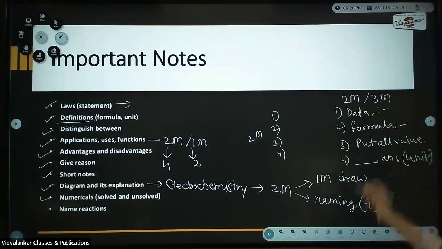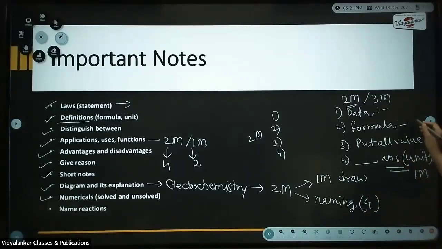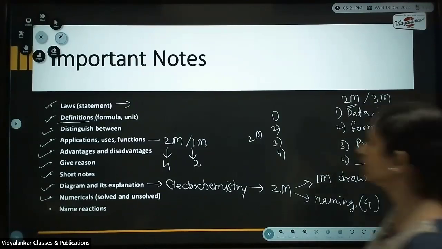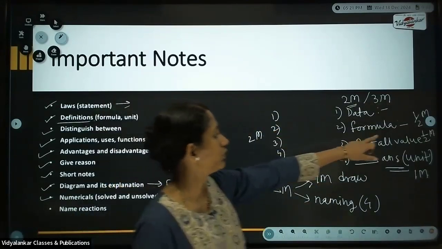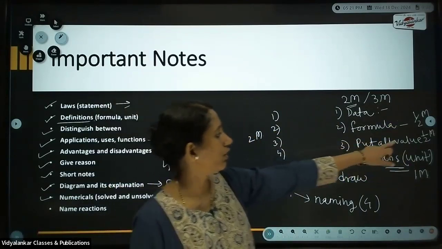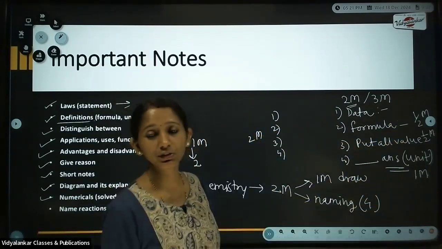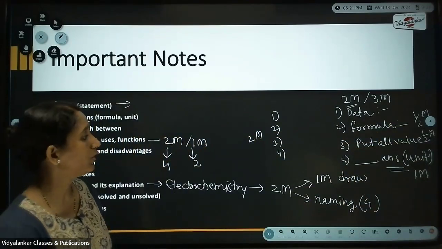If the question is asked for 2 marks, how does the mark distribution take place? Your answer with the correct unit is for 1 mark. Writing the formula carries half mark and putting values carries half mark. Clear what I said? If a 2 mark question is asked, formula for half mark, putting values for half mark, and the answer with the correct unit for 1 mark.